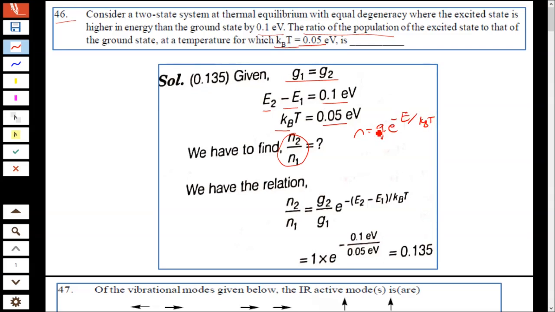Here the two energy states were given. So N2 by N1 is equal to g2 by g1 e power minus (E2 minus E1) by kBT. Here you see g1 and g2 are equal, so g2 by g1 is 1, into e power minus 0.1 electron volt, it is given, and kBT 0.05 it is also given, so the final answer is 0.1.